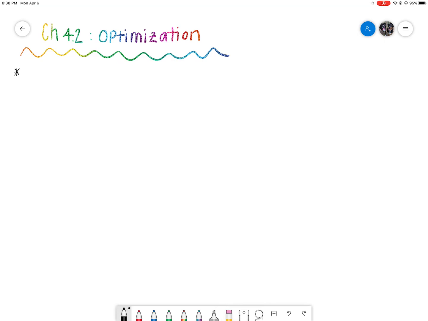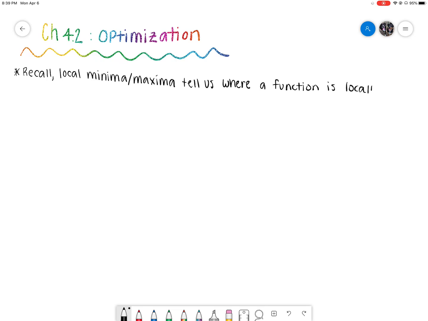Now, recall in section 4.1, we found local minima and local maxima, and local minima/maxima tell us where a function is locally smallest/largest.